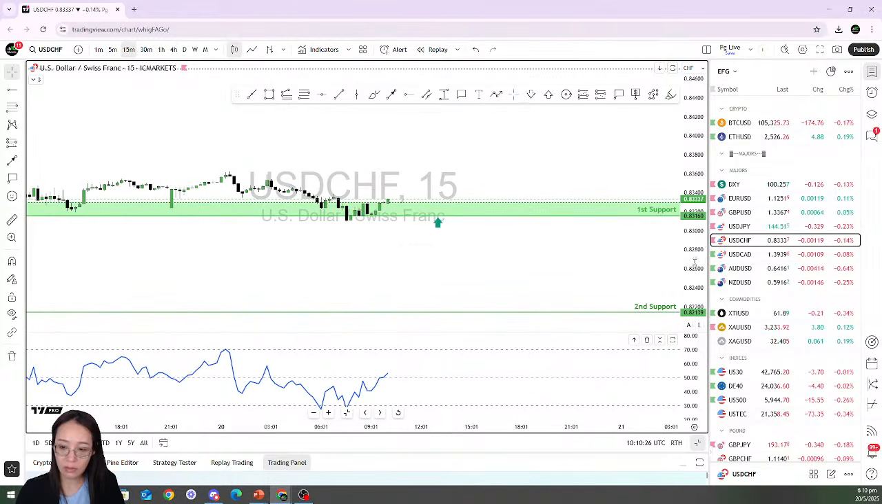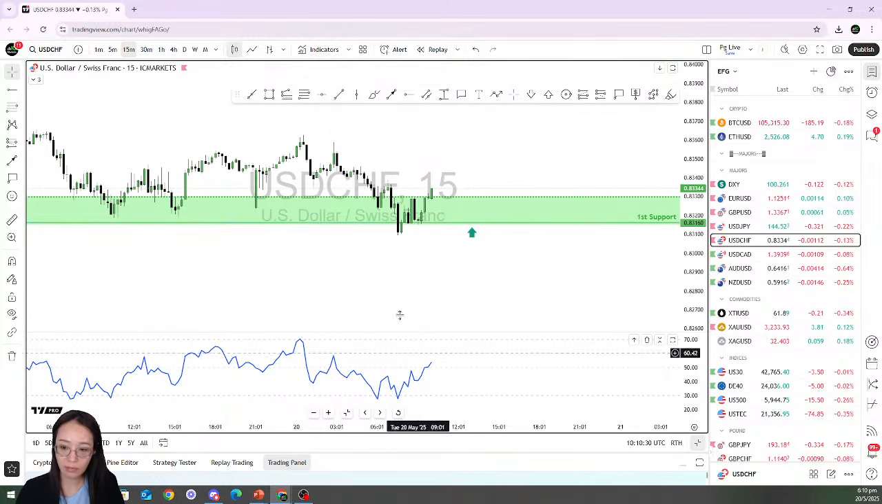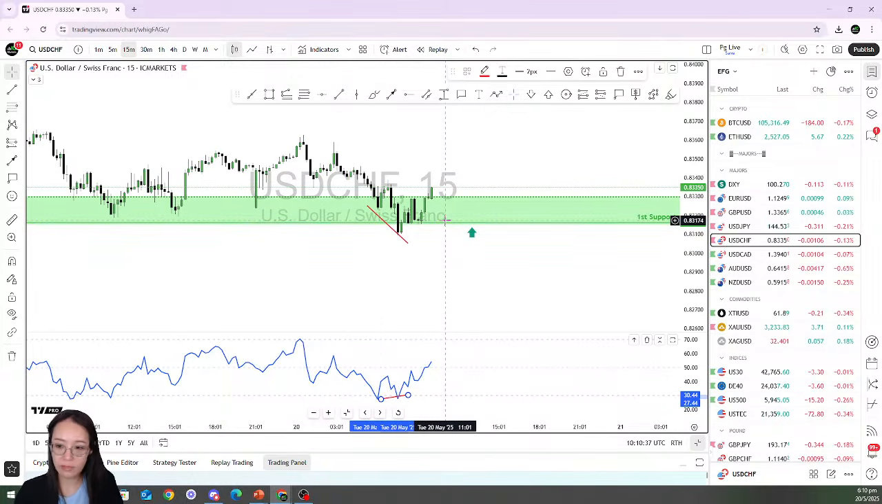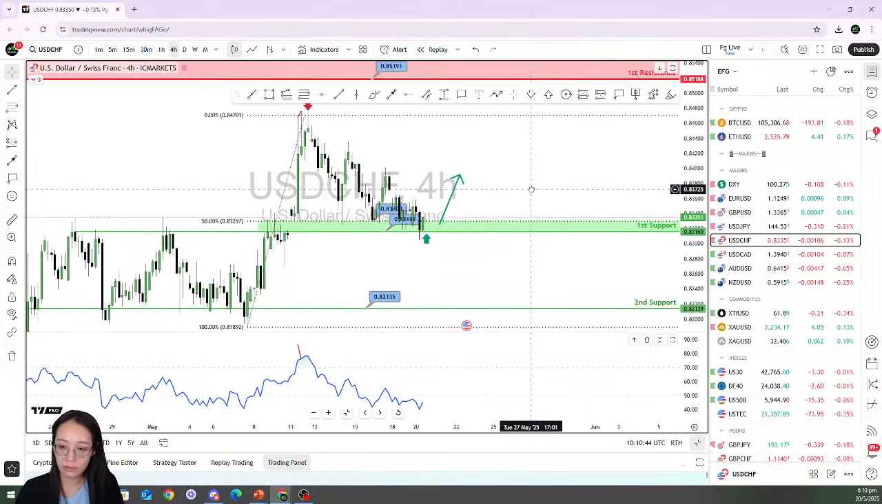If you go to the lower time frame, what do you see? You see the divergence, which is a confirmation, right? Which is right here. This is your bullish divergence. Price rising already from the support. Okay, price rising from the supports.